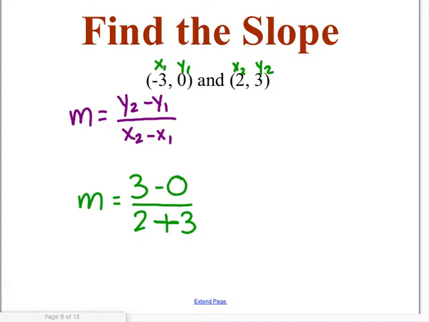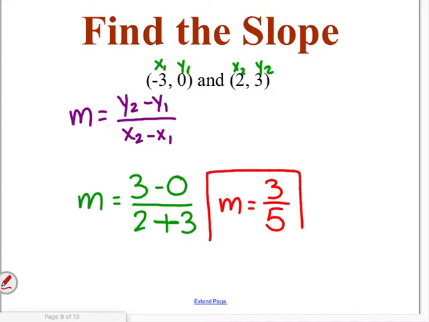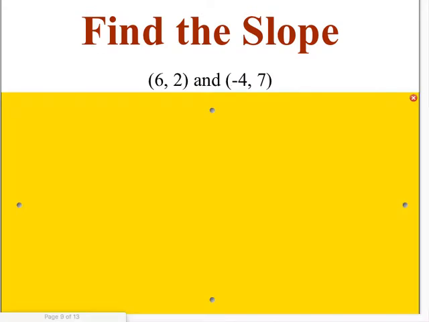So for our final answer, we end up with a slope of 3 minus 0 is 3, and 2 plus 3 is 5. So we have a slope of 3/5. So what that would mean on the graph is you would go up 3 and to the right 5. Go ahead and try this one on your own.